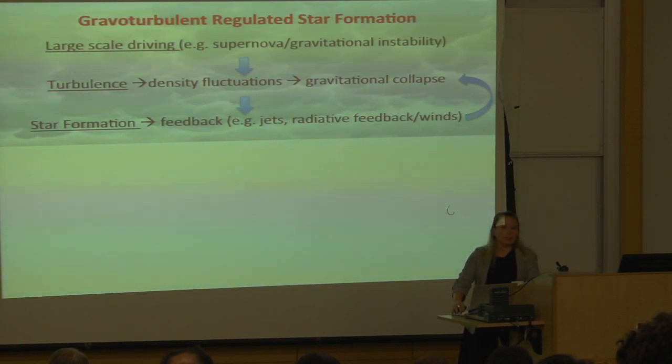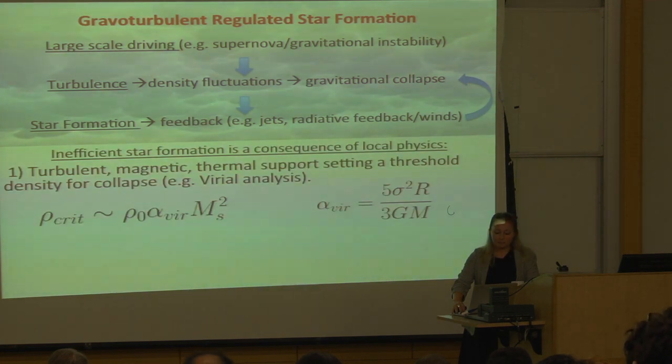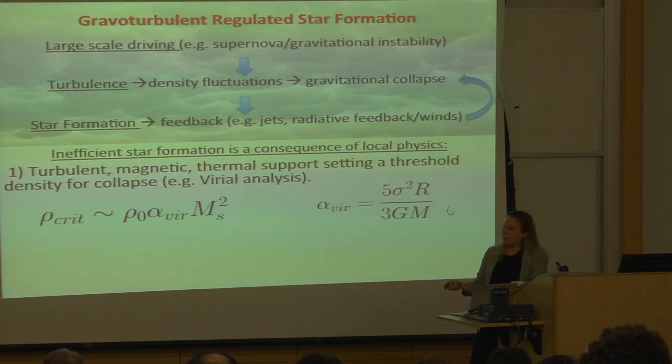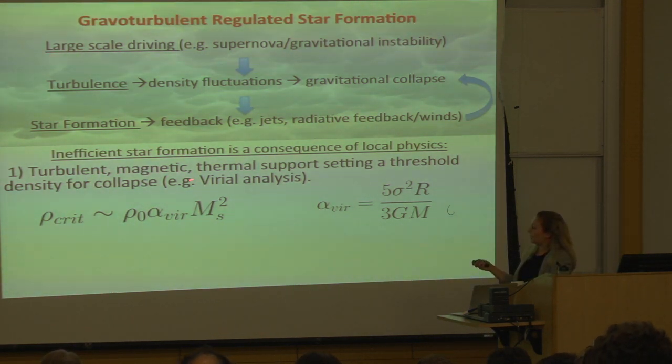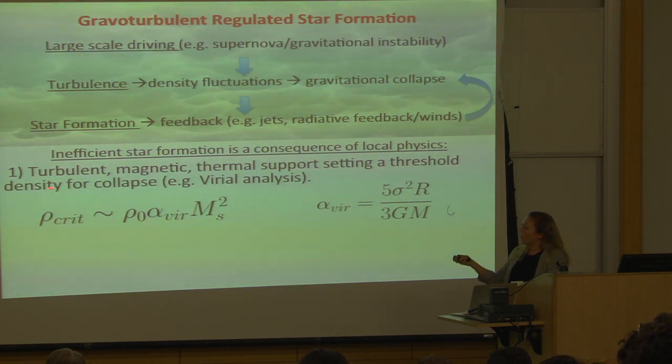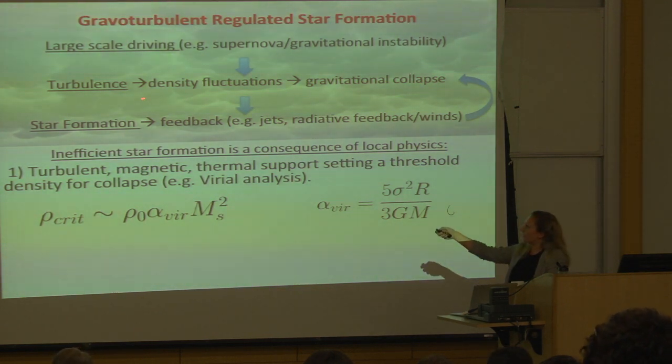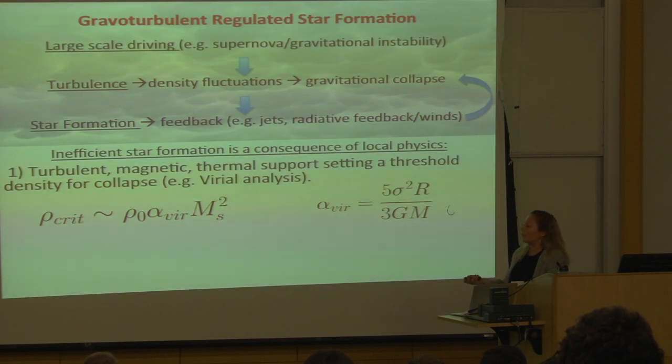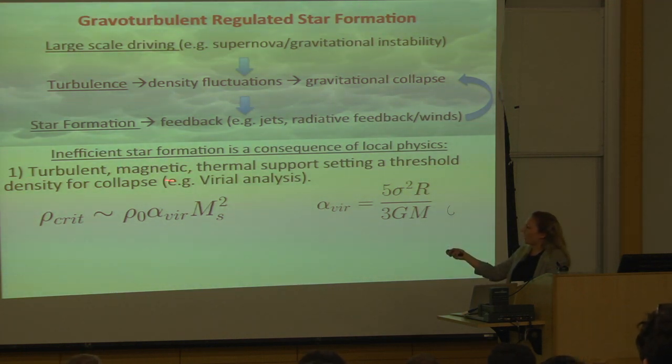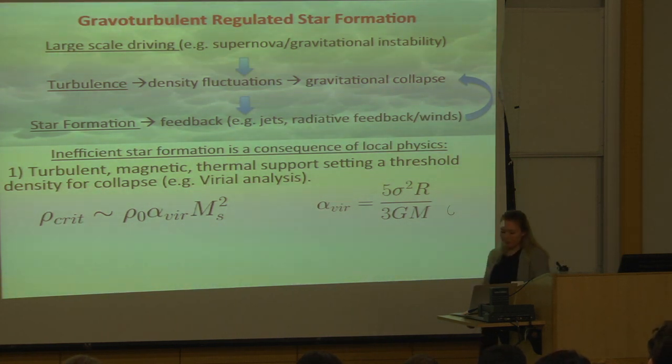And this efficiency that I talked about, this inefficiency, you could say, is a consequence of the fact that turbulence, in addition to other processes like magnetic fields and thermal support, sets a threshold for the collapse to happen. Gravity needs to overcome all of these pressure support terms in order to collapse. And that's where these density fluctuations come in. You need to have enough material that it becomes gravitationally unstable. So another way to think about that is there's some critical density which you have to reach in order to start collapsing, based on how turbulent or how magnetized or how warm your gas is. Okay, so again, a dimensionless parameter like the virial parameter comes into play.